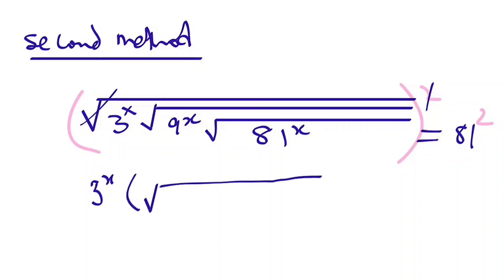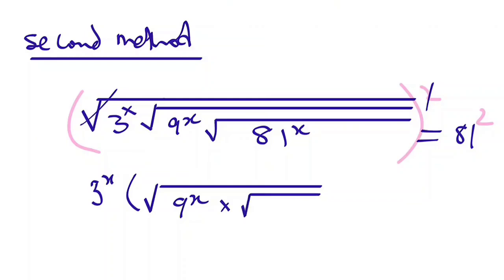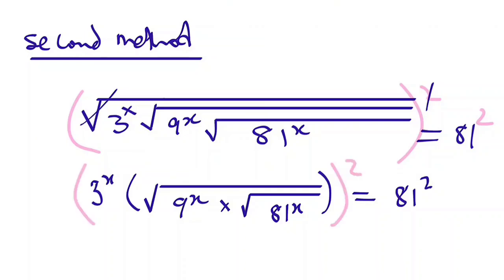You take the square root of 9x, multiplied by the square root of 81 to the power of x. Then we're going to square both sides again. So if you square both sides again, what are we going to have?